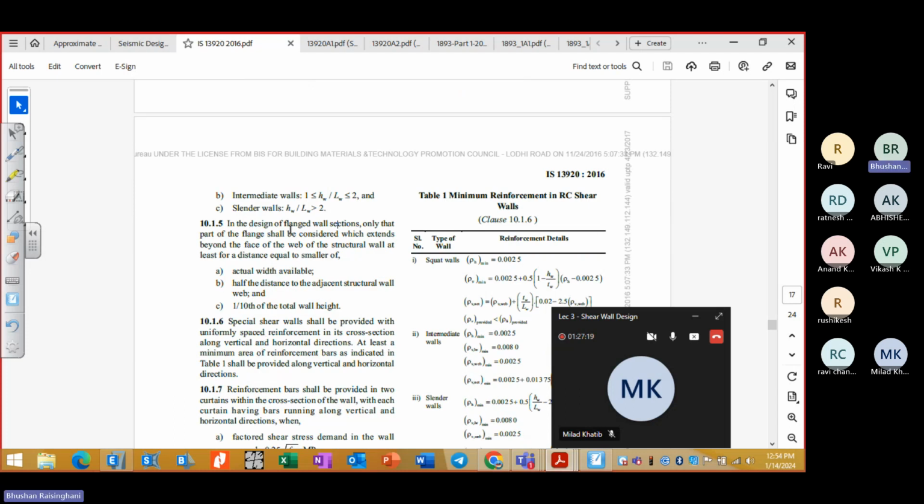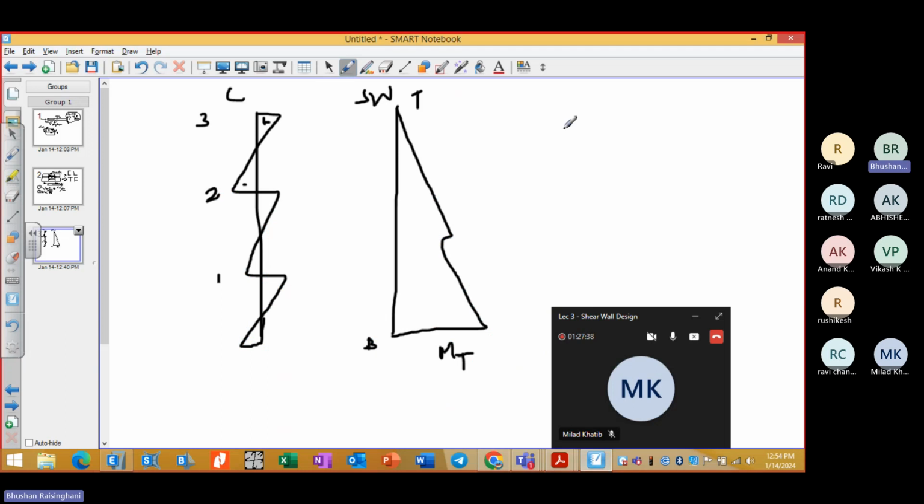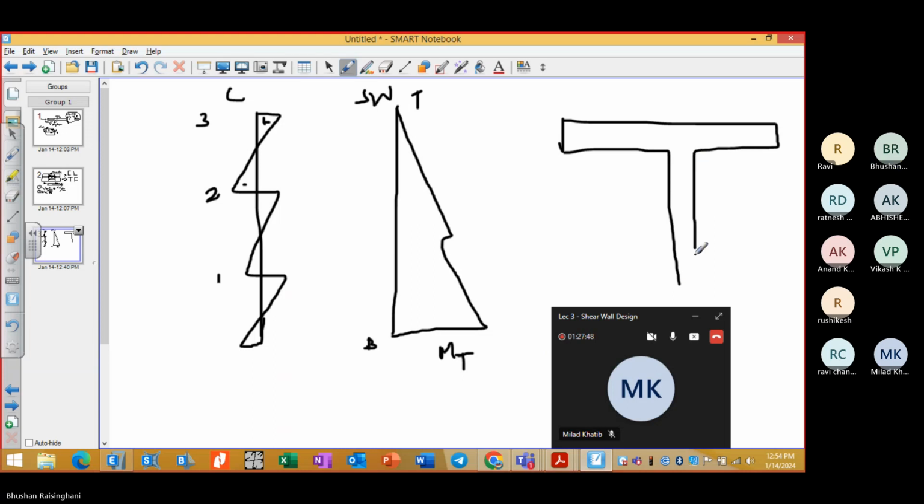So in the design of the flange wall section, now we are moving towards the flange wall. Only that part of the flange shall be considered which extends beyond the face of the web of the structural wall at a distance of at least equal to or smaller of the following. So how much of the flange to consider? Let me draw a T wall. Now how much effective width has to be considered for the flange?